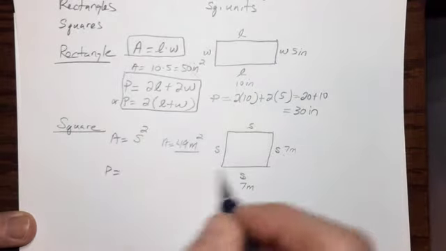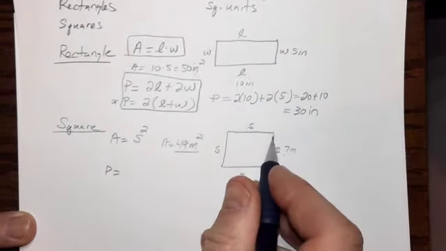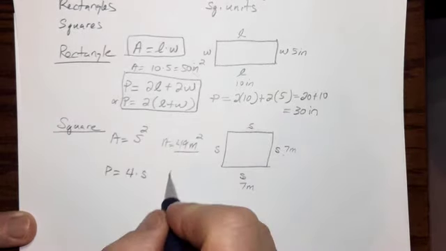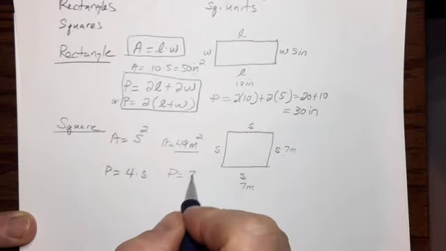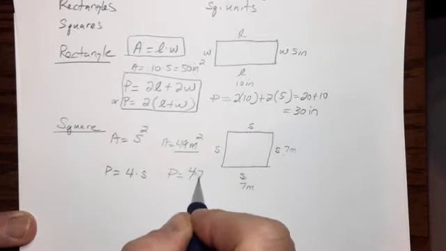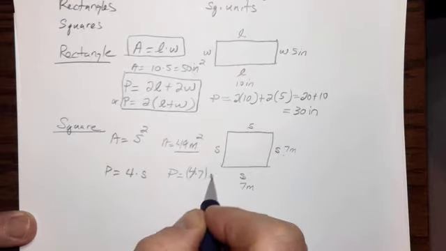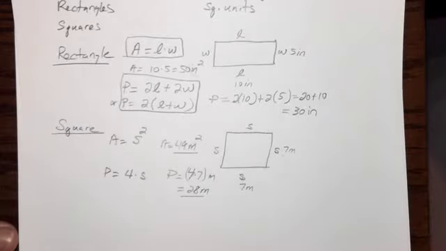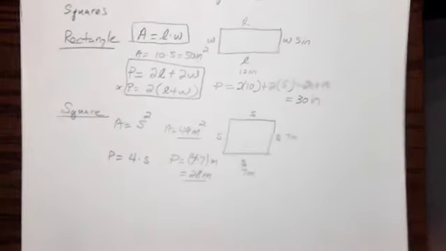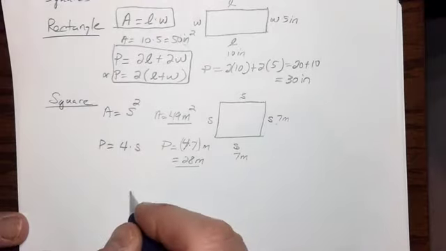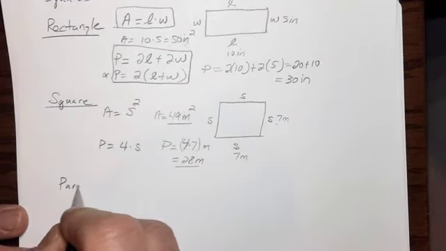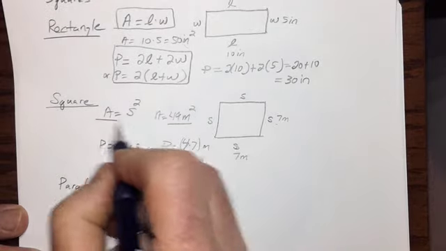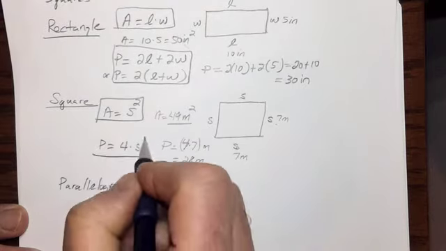To find the perimeter, it's just side plus side plus side plus side, which is just 4 times a side. So in this case, perimeter would be 4 times 7, and it'd be meters, which would be 28 meters. And there would be your answer. The only one that might be a challenge is a parallelogram. Let's look at what happens with a parallelogram. So here's the area of a square, perimeter of a square for that.